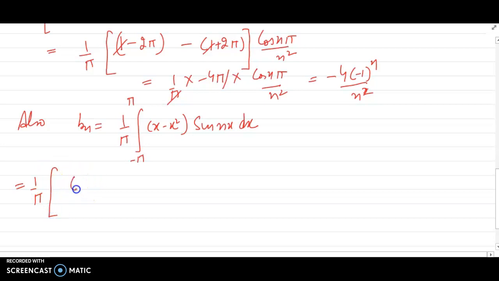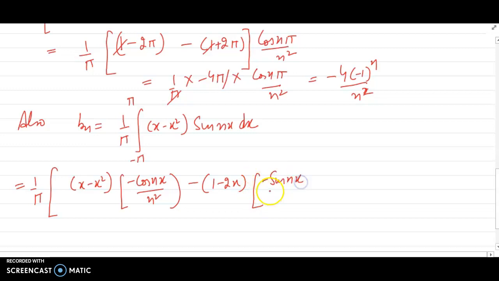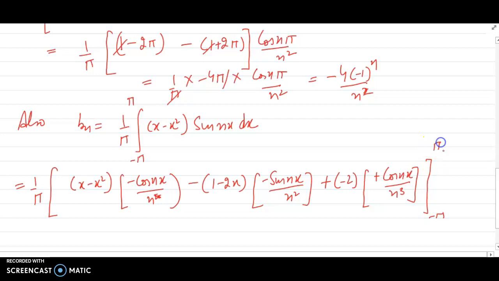Let's apply the formula here. x minus x square, integration of sine is minus cos of nx by n, minus 1 minus 2x, minus of sine nx divided by n square, plus minus 2, again integration of sine, minus minus plus cos of nx divided by n cube. Lower limit is minus pi, upper limit is pi.